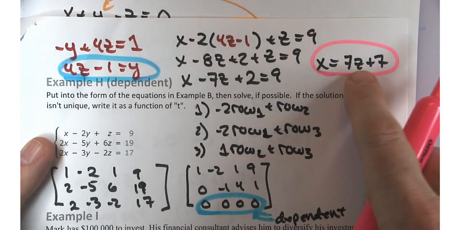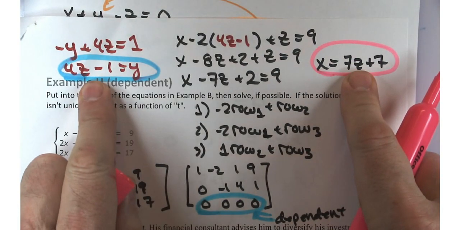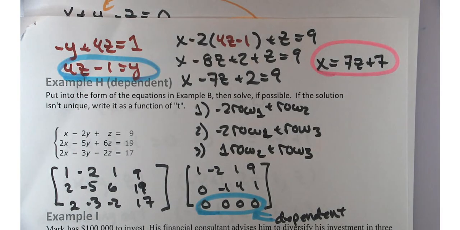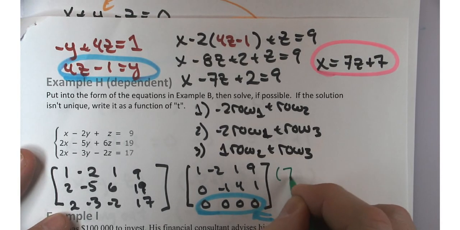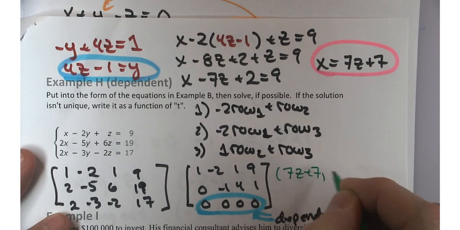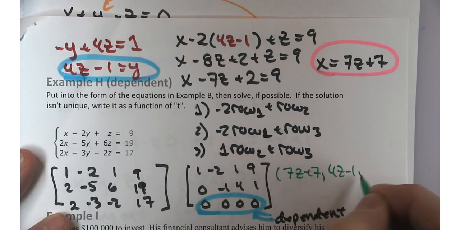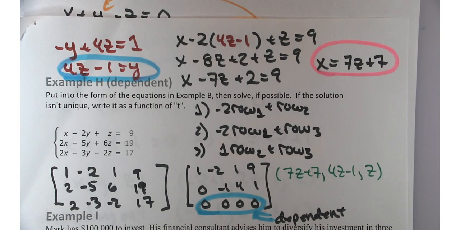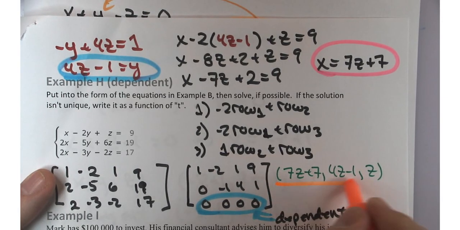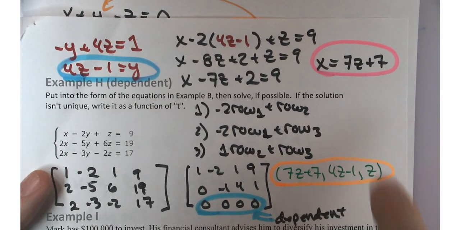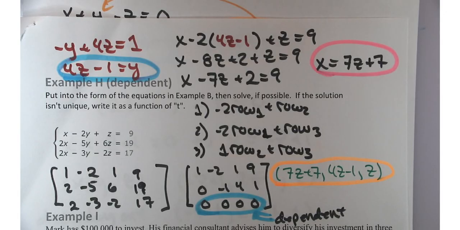So we got x in terms of z, y in terms of z, and then z. Your final solution should look like this. 7z plus 7, 4z minus 1, and z. There's your system. There's your solution. It's parameterized, and I would expect to do a parameterized solution on the exam. Whew.